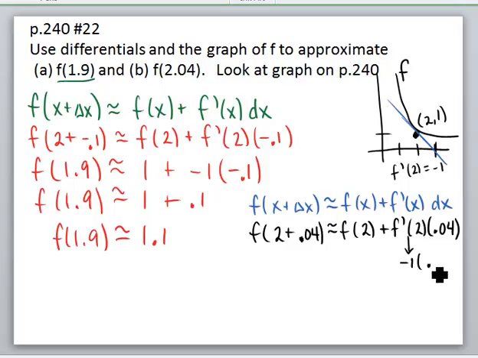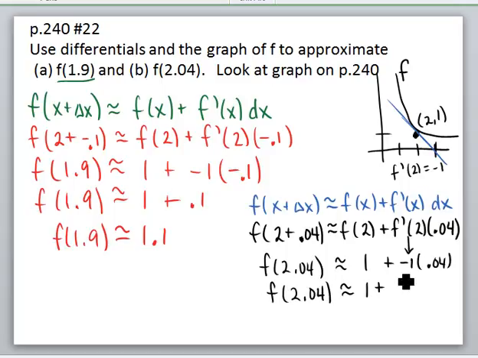So when I plug in negative 1, I have negative 1 times 0.04, and I have f of 2. F of 2 is 1. What I now can say is that f of 2.04 is approximately equal to 1 plus negative 0.04, which would be approximately 0.96.